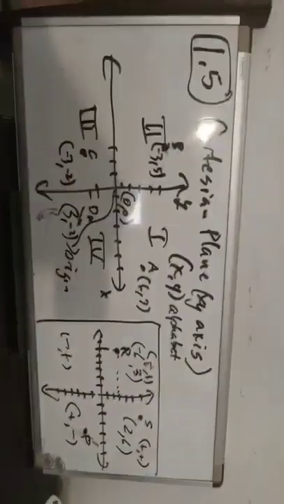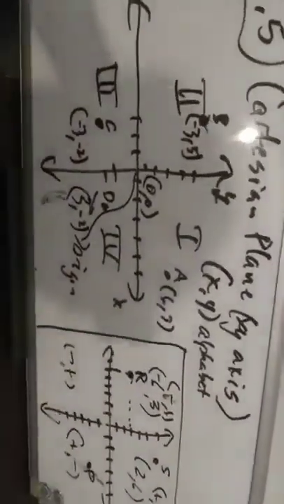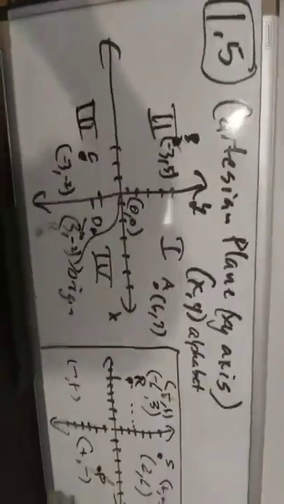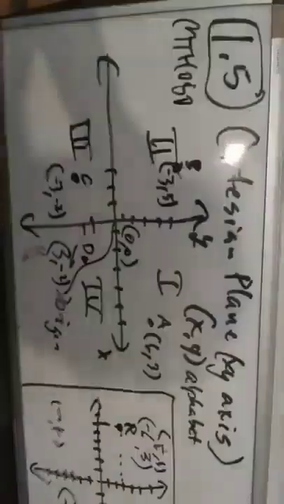So that's your Cartesian plane lesson. You've got to know how to plot the point. You've got to know how to label it. And this is your Math 050 lesson for section 1.5. Math 050, right? This is a Math 050 lesson from section 1.5.